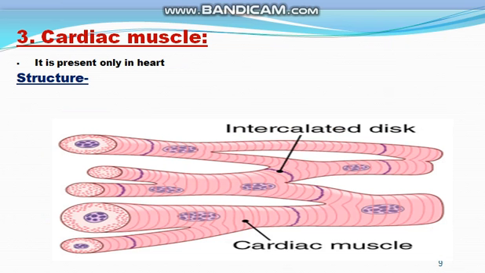Next comes the cardiac muscle, and this is the third type of the muscle. As the name indicates, this muscle is present only in the heart, because the word cardiac is related to the heart. So cardiac muscle is present only in the heart, and the cell fibrils or myofibrils are attached to each other with the help of the intercalated disc. So all the cells are interconnected in cardiac muscle.